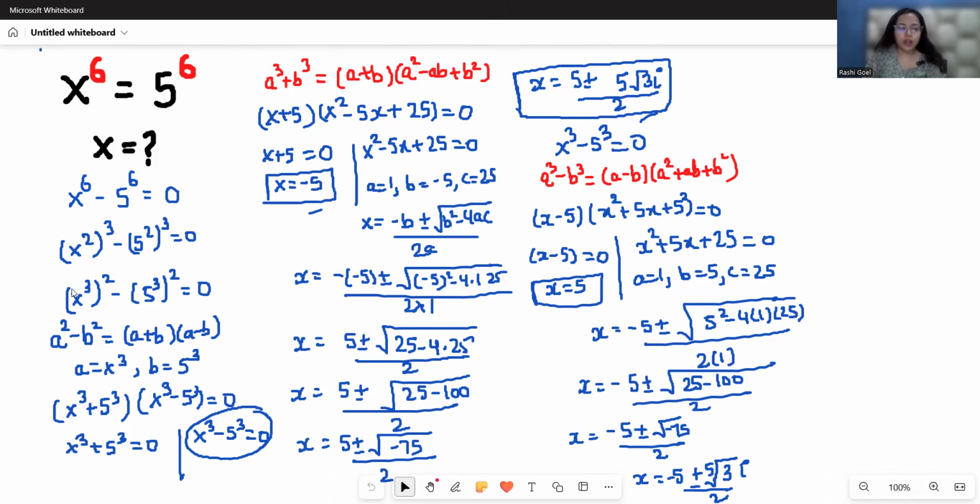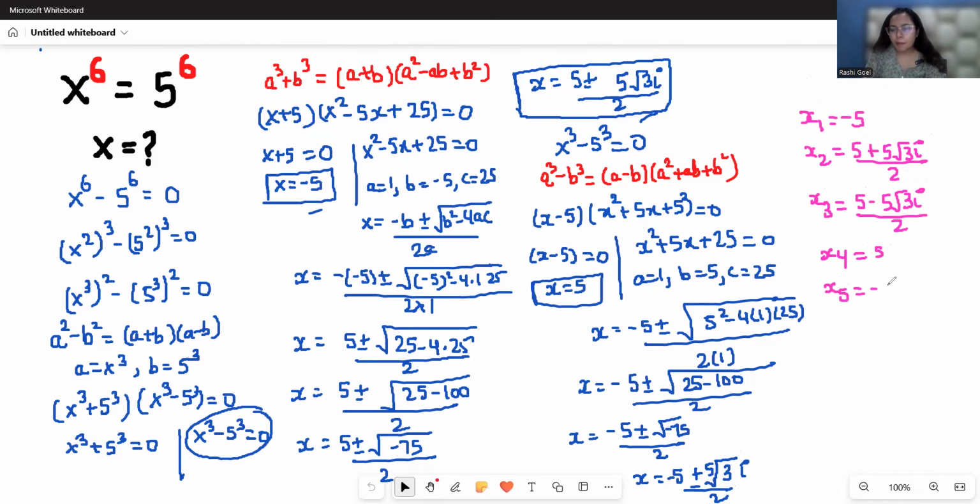So what are the values of x? So x1 is minus 5, x2 is 5 plus 5 root 3 iota by 2, or you can take 5 common from numerator. x3 is 5 minus 5 root 3 iota by 2. x4 is 5. x5 is minus 5 plus 5 root 3 iota by 2, and x6 is minus 5 minus 5 root 3 iota by 2. So these are the 6 values of x.